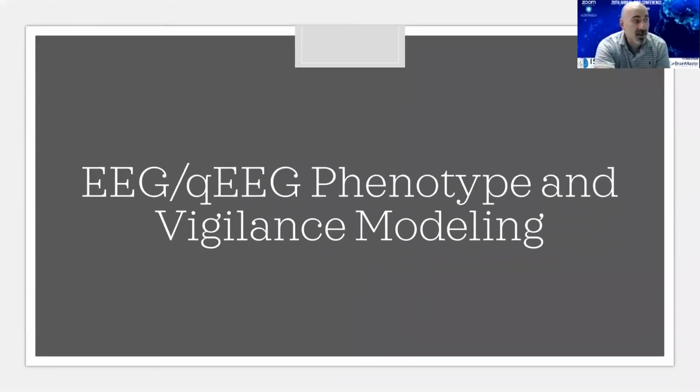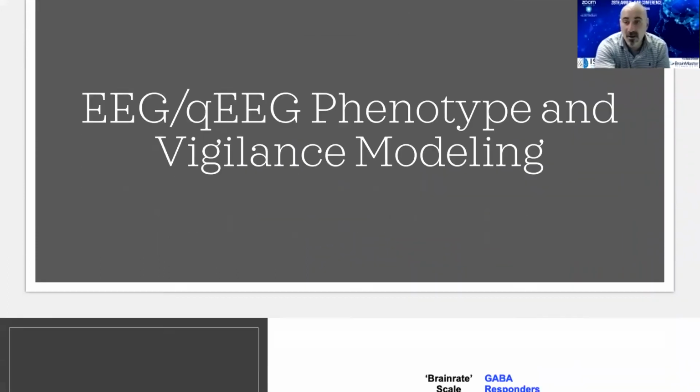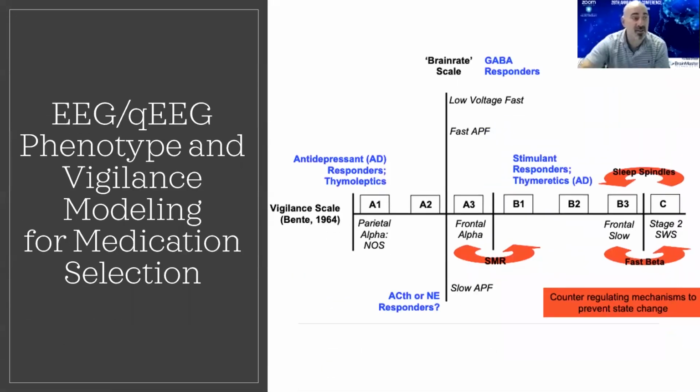So when we look at EEG and QEEG, phenotypes and vigilance modeling, this is really what we're looking at. And these stages I described: A1, alpha's in the back of the head; A2, alpha's everywhere; A3, alpha's up front but drops out in the back; B1, this desynchronized stage in the EEG. And again, is this person progressing towards sleep, or are they in some different version of overarousal?